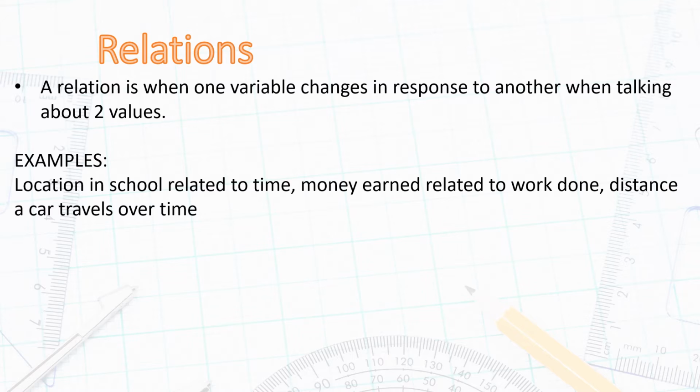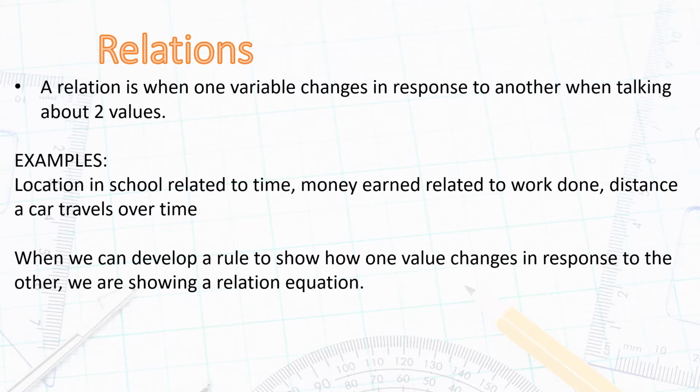So at a particular time of the day, you should be able to tell roughly what location you should be in the school. If you're earning money from a part-time job, particularly if you're paid a wage, so you have an hourly wage, you can tell roughly how much money you're going to make based on how much time you work. Driving the car, you can tell how long it would take you because you know that there's a relationship between speed and distance, and then the time that it would take as well. So if we can describe a rule that would link the two of them, that basically shows you how one changes in response to the other, we can say we have a relation equation.